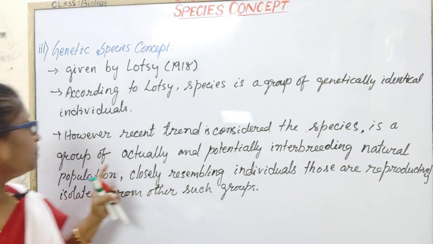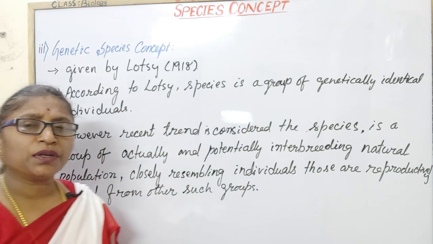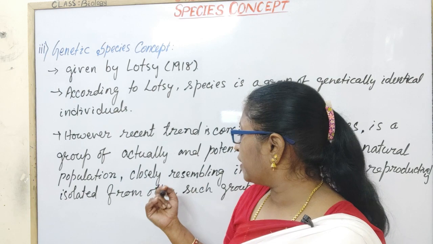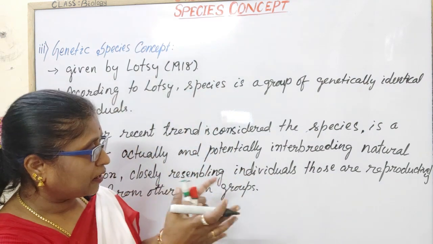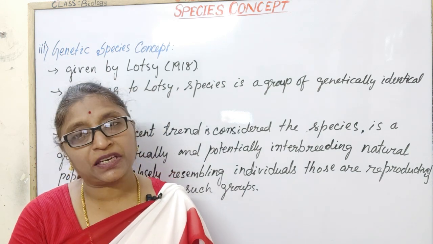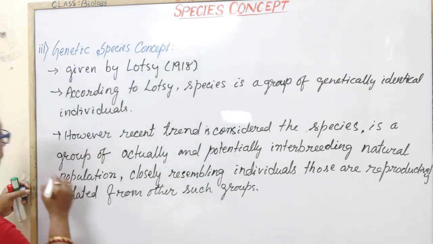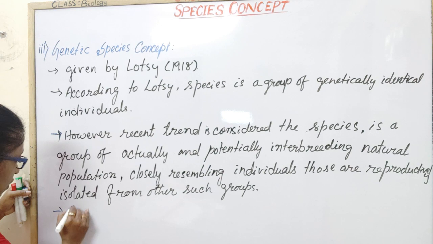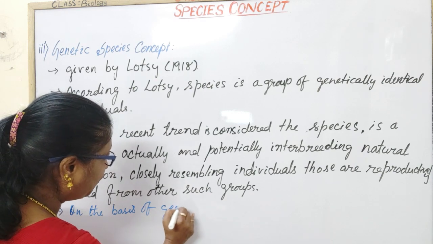Okay, the scientists of recent times have considered the species as those who show the actual potency to interbreed, and they resemble as well as they are reproductively isolated, and as per genetics they are also genetically similar. The species can be subdivided into subspecies depending upon the geographical location, on the basis of geographical location.